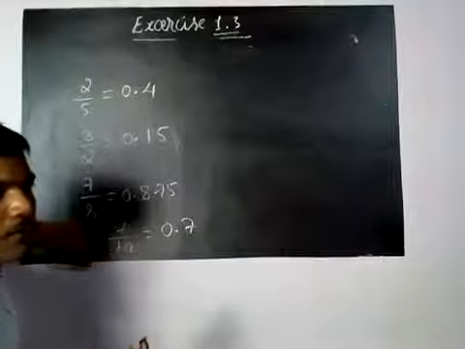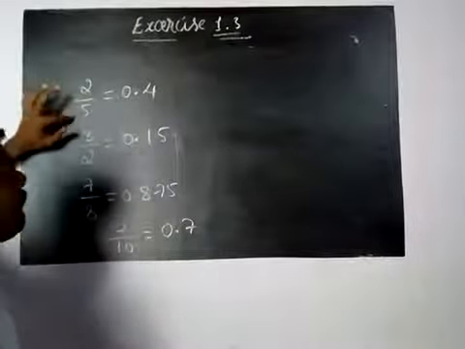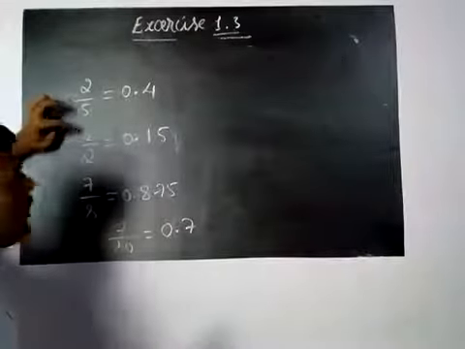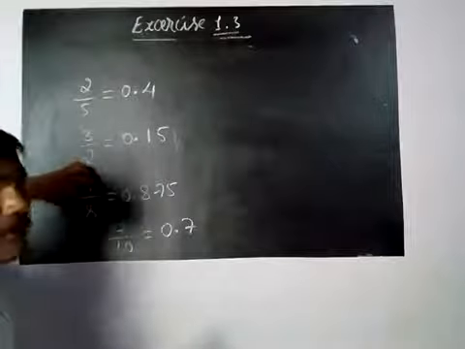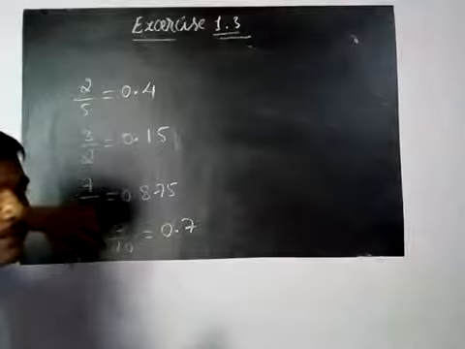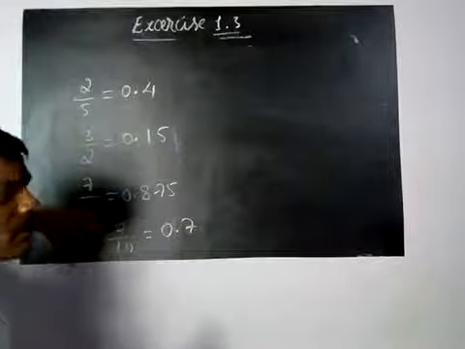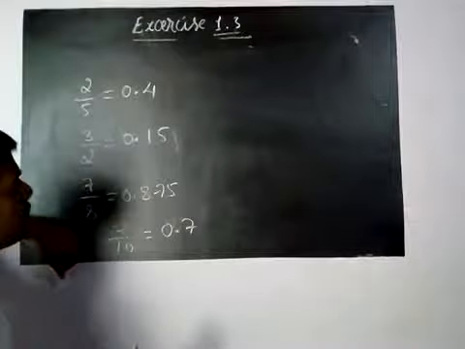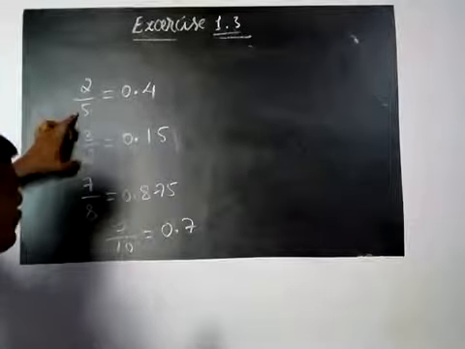Here p and q do not have any common factors other than 1. 2 and 5 have no common factors other than 1. 3 and 2 also have the common factor 1. 7 and 8, and 7 and 10, also have the common factor 1. So the decimal expansion of these numbers is a finite decimal expansion.